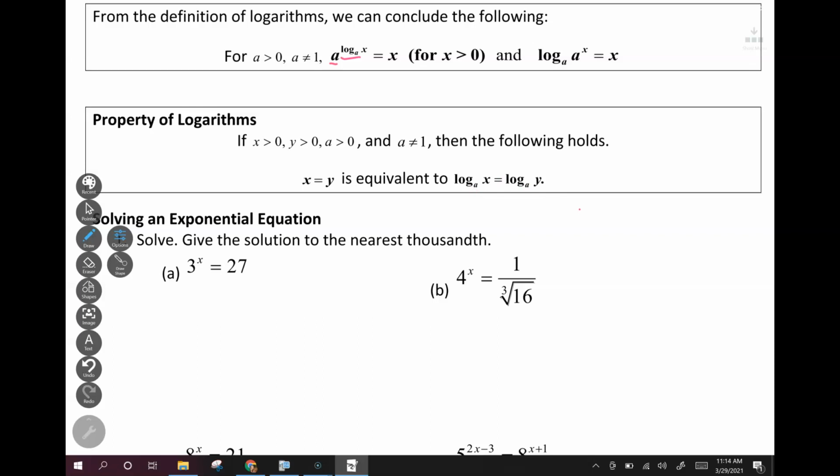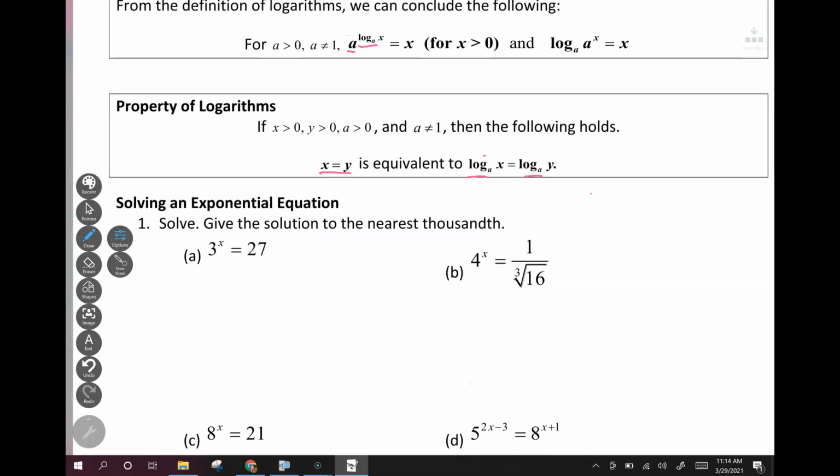Okay, but here's the property that we need to know. If x equals y, then log base a of x equals log base a of y. So that's saying you can take the log of both sides of an equation and it's still going to be equivalent. It's also saying that if you have the log base a on both sides of an equation like this, then what's inside of those logs, x and y, must be equal. It goes both directions. So you can also use that to solve equations as well.